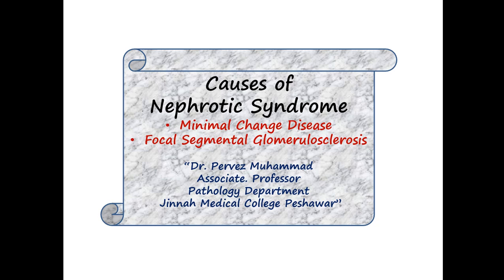And we will also discuss focal segmental glomerulosclerosis, in which the glomerulosclerosis occurs in some glomeruli and particularly in some segments of the glomerulus. Minimal change disease is more common in children, while focal segmental glomerulosclerosis is mostly common in adults. However, it can also occur in children.